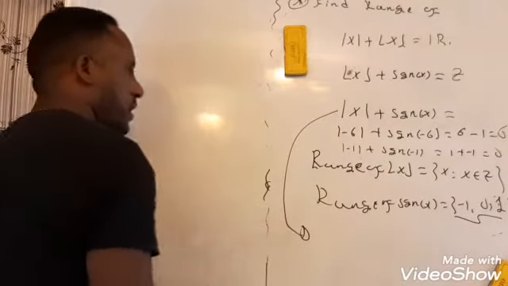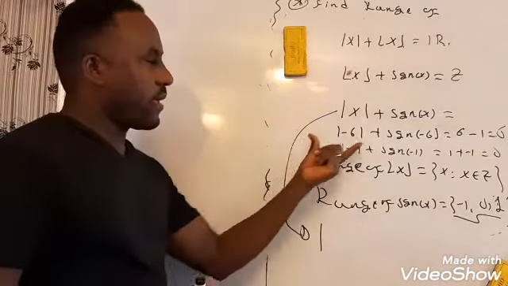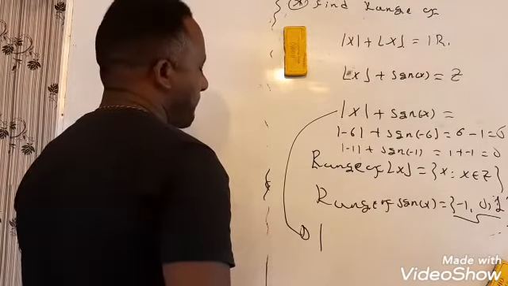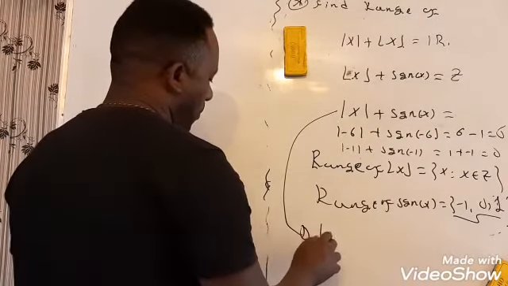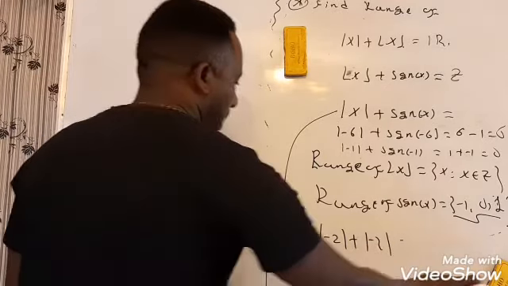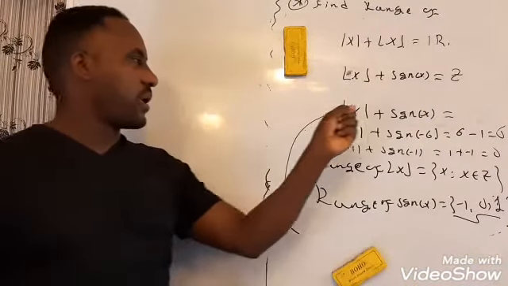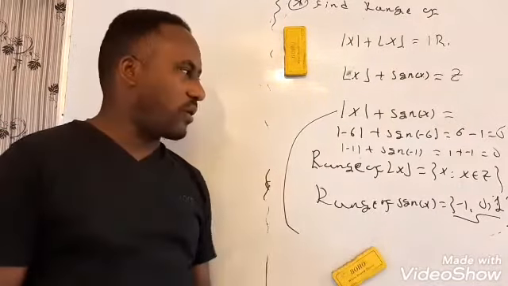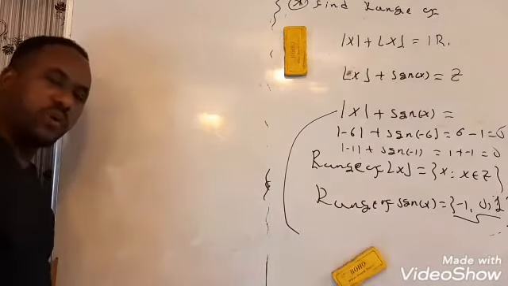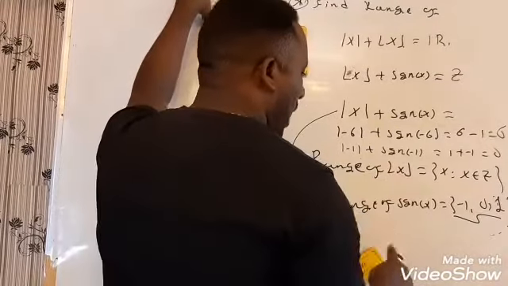If you consider these, what is the modulus of any real number, for example minus 2? Even if x is a negative real number, when you take the modulus it is always positive or zero. There is no possibility of a negative result.